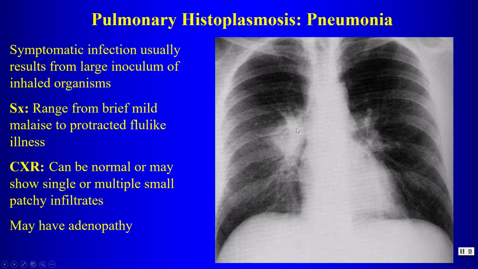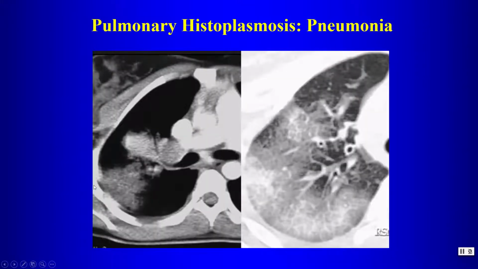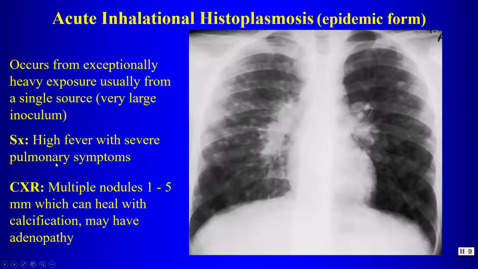As in this particular example, we have some right perihilar consolidation and right hilar lymphadenopathy. Another example shows some right upper lobe consolidation here and right paratracheal lymphadenopathy. Here's the CT scan on that case showing some right hilar lymphadenopathy and this right upper lobe consolidation from pneumonia secondary to histoplasmosis.